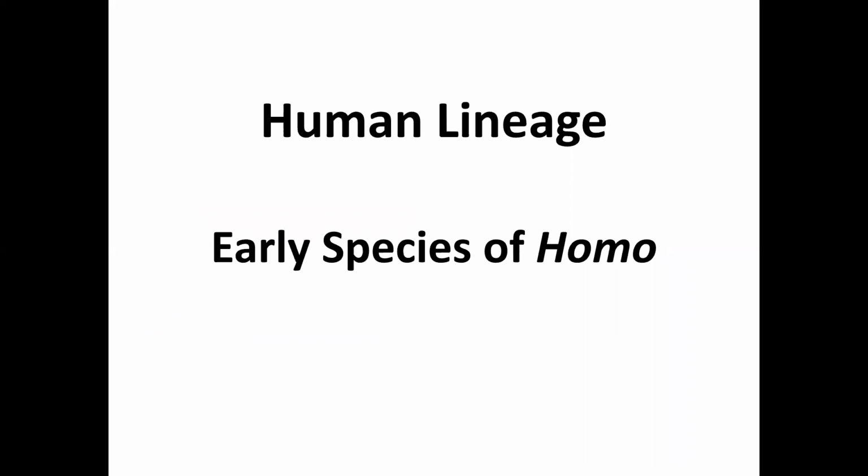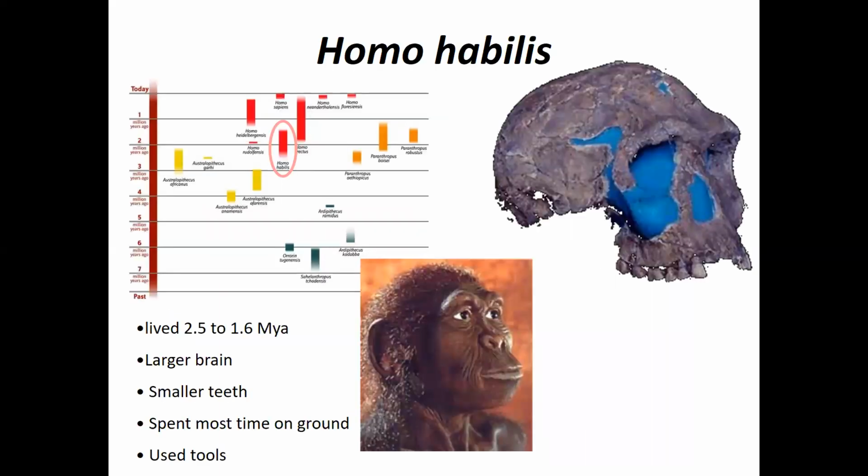So looking at early species of Homo, we have Homo habilis, which means handy man, or handy ape. They lived 2.5 to 1.6 million years ago. They had a larger brain, smaller teeth, and spent most of their time on the ground. So they weren't spending too much time in trees, unlike Australopithecus. And they used tools.